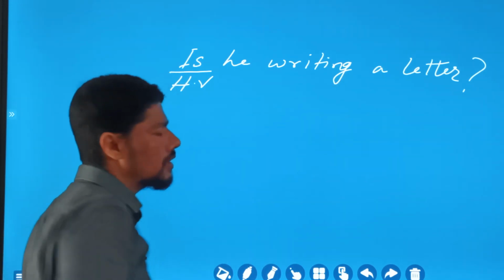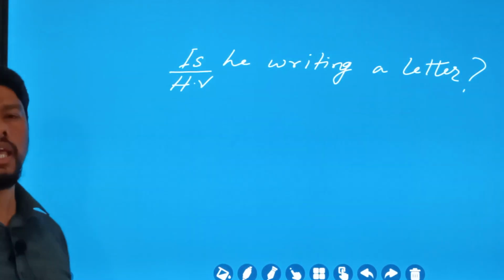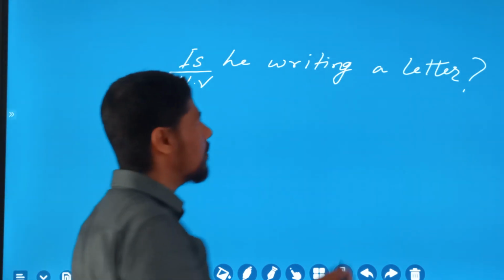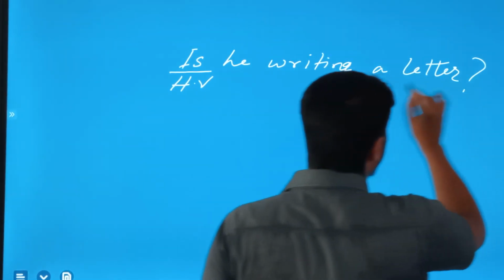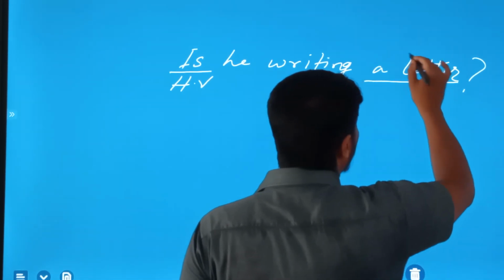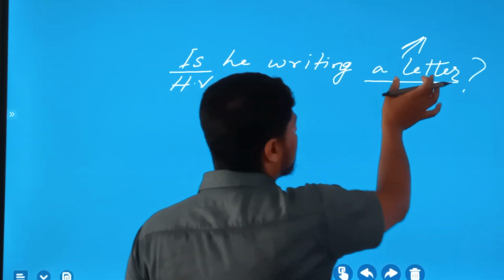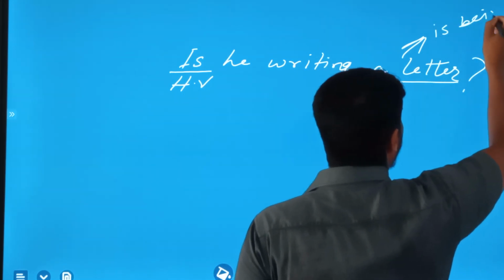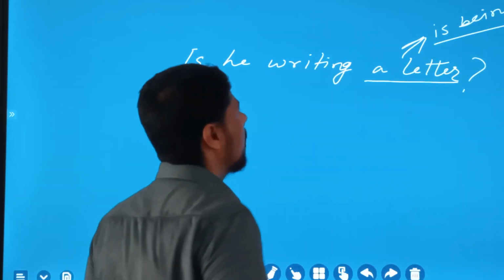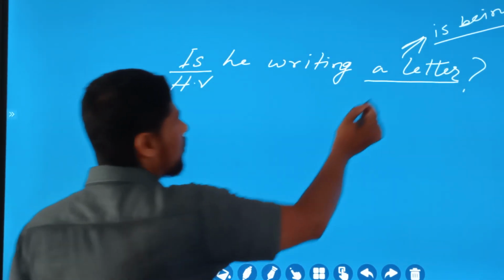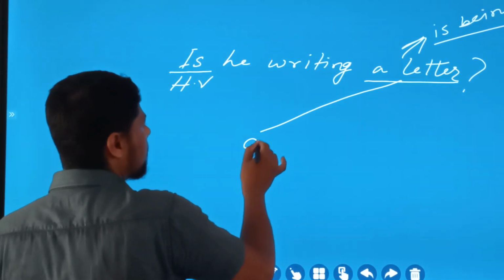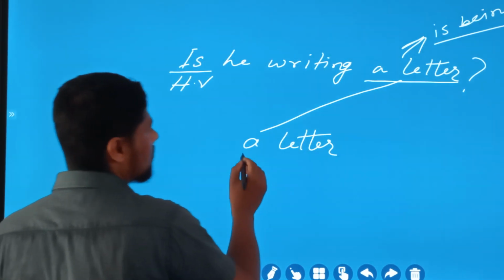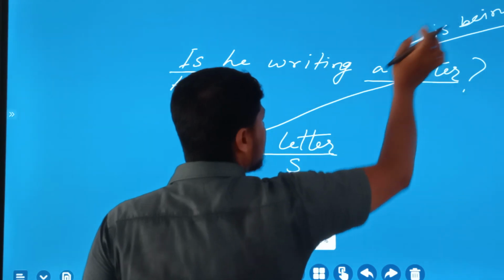Is he writing? The tense is present continuous tense, and if you find present continuous tense, then the extra helping verb of passive voice will be am being, is being, or are being. So here the letter is the object. We have to think about the object, and according to the object we have to take the extra helping verb of passive voice. So a letter will take is being, but we have to remember before making the object the subject of the passive voice, we have to take the extra helping verb.